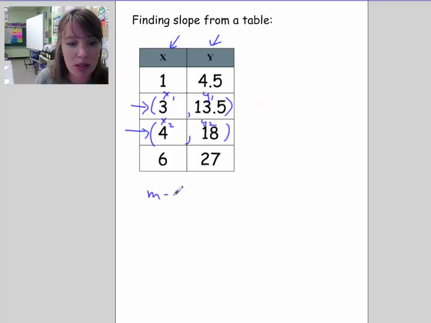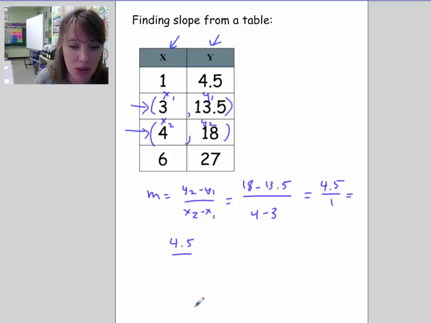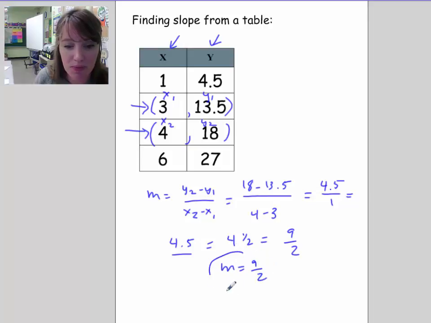So the slope formula is going to be y2 minus y1 over x2 minus x1. So that's going to be 18 minus 13 and a half over 4 minus 3. So this right here would be 4.5 over 1. So that's just going to be 4.5. But remember, we want to keep it as an improper reduced fraction. So let's put this into 9 over 2. So the slope here is going to be 9 over 2.